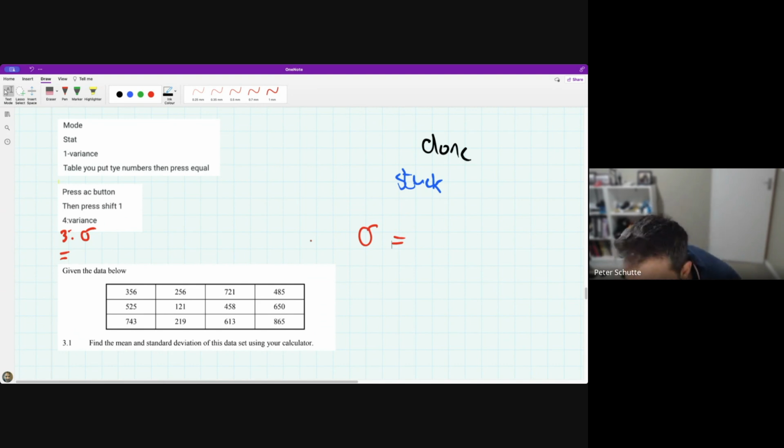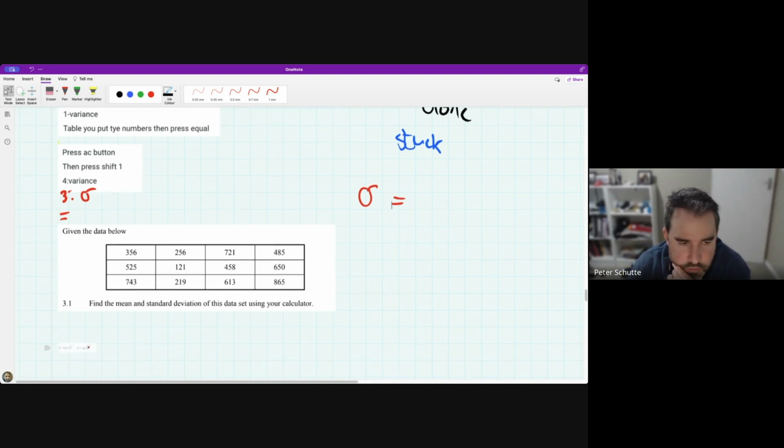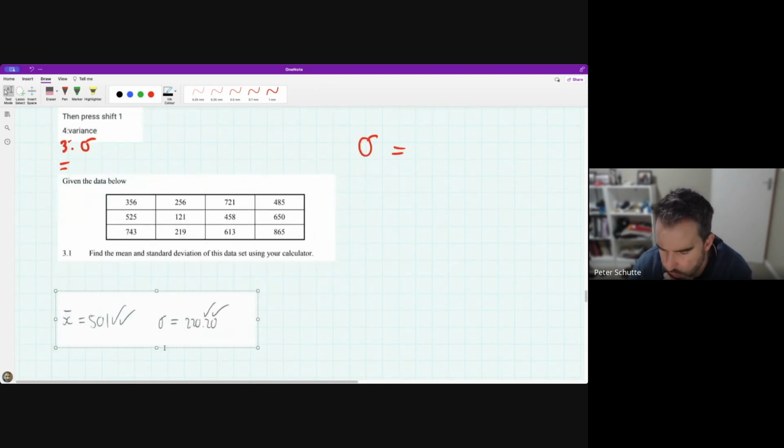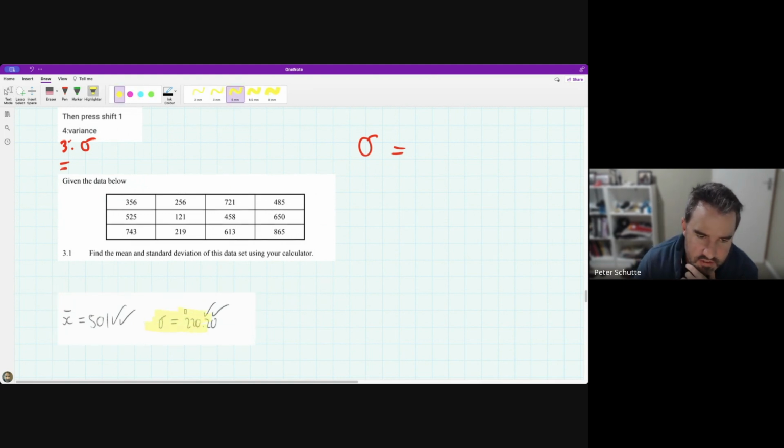Okay, Silikani has a value. Atlechang has a value. Who else has a value? So what you will see is that you should have got 220.20. So that is the standard deviation.